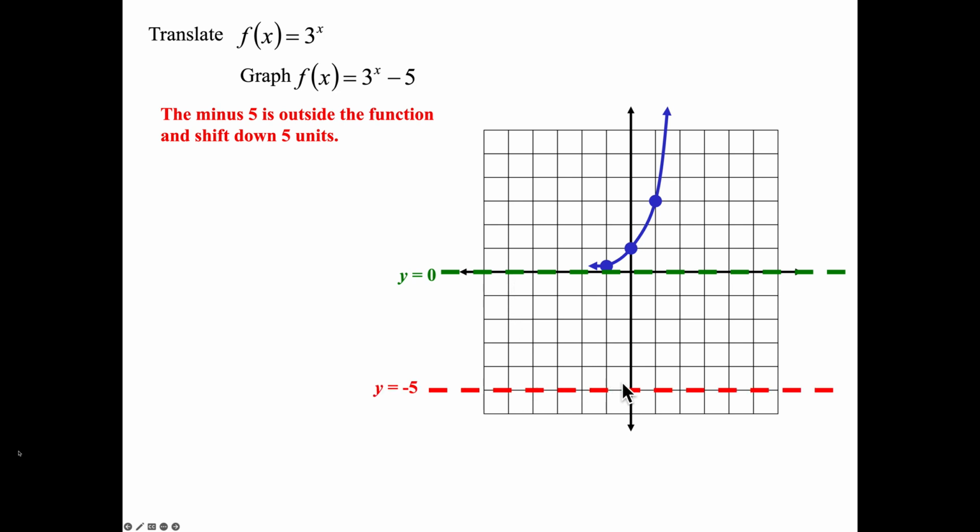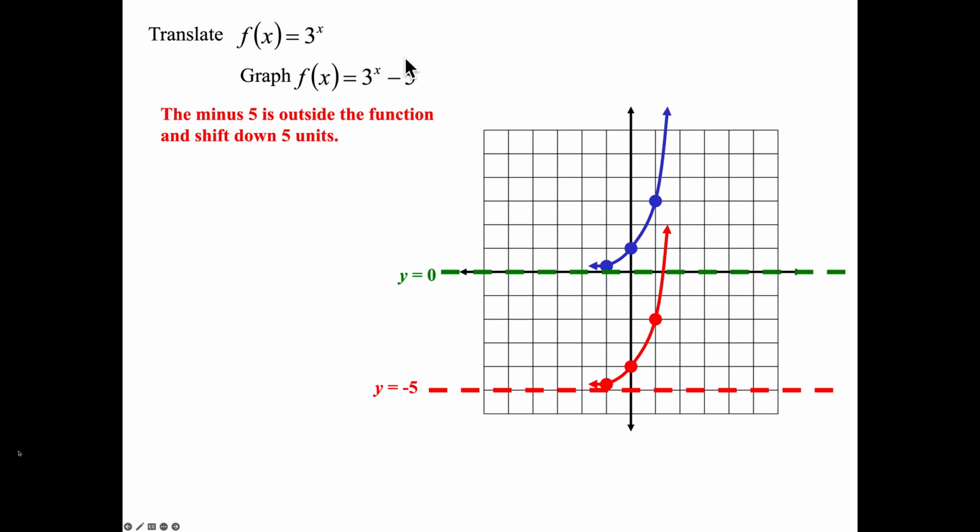So this gives you a good idea. This is the boundary. Nobody can go past that horizontal asymptote. So I start counting down 5: 1, 2, 3, 4, 5, plot a point. 1, 2, 3, 4, 5, plot a point. 1, 2, 3, 4, 5, plot a point, drawing your curve.